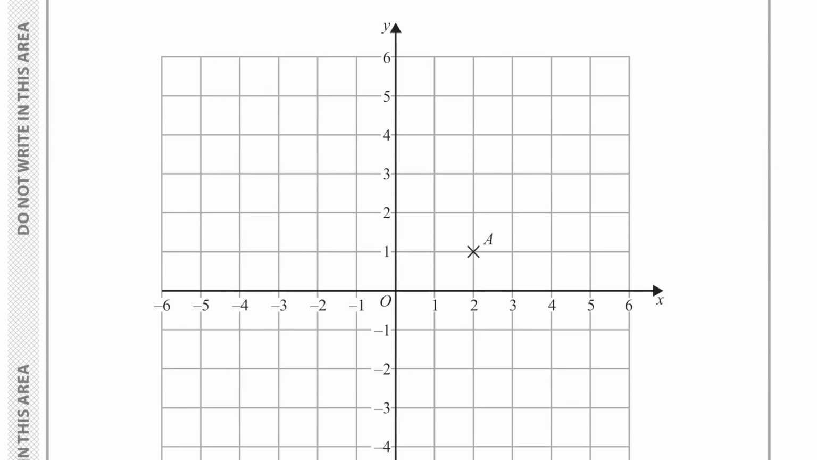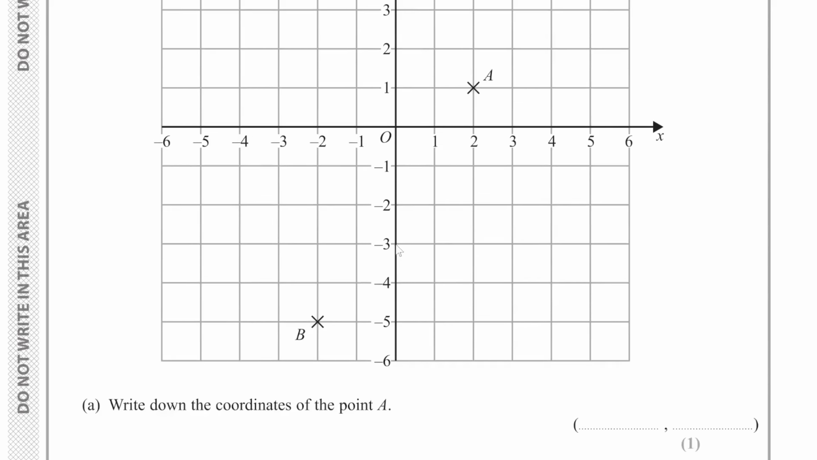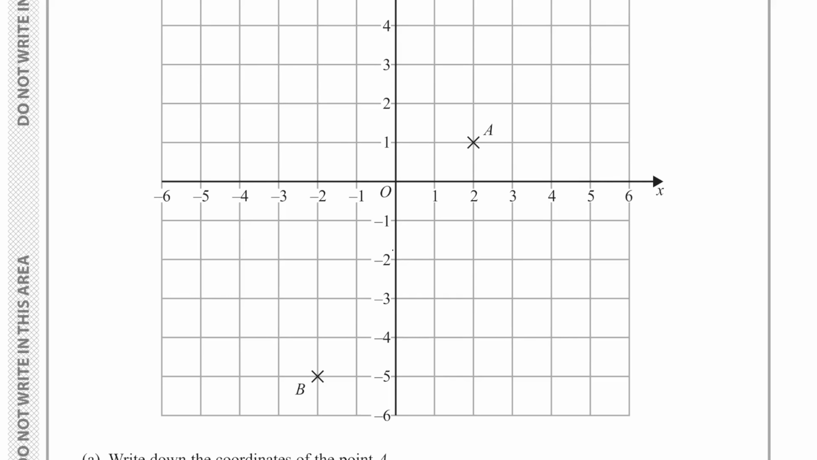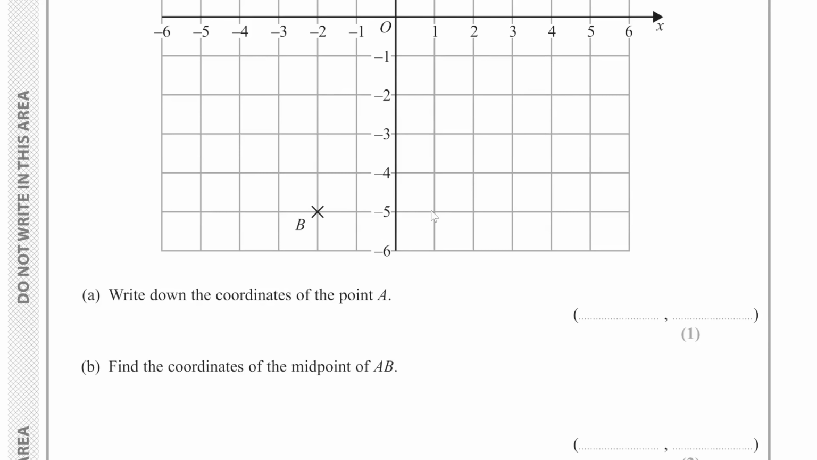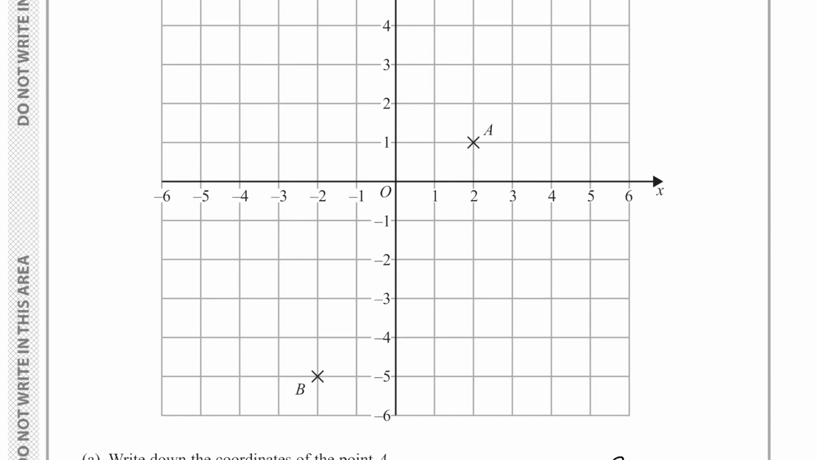Question 8. The points A and B are shown on a grid. Write down the coordinates of point A. So we've got 2 along the x, 1 up the y. When we have coordinates, it's x then y. It's 2, 1. Find the coordinates of the midpoint of AB.